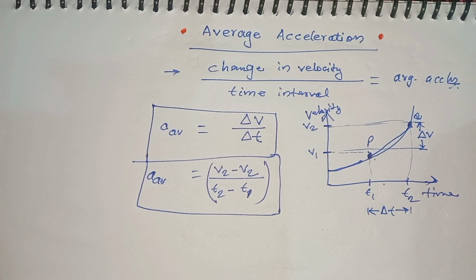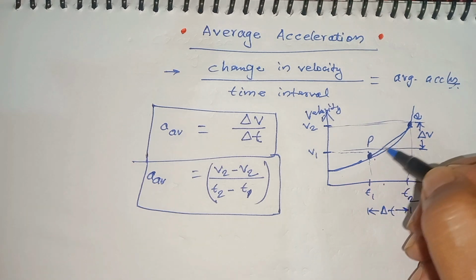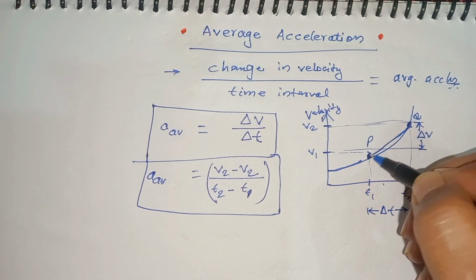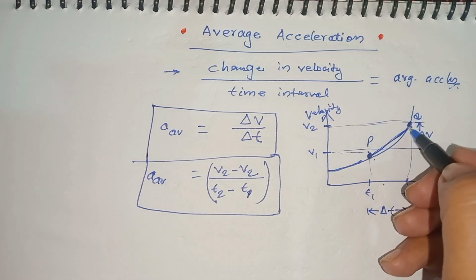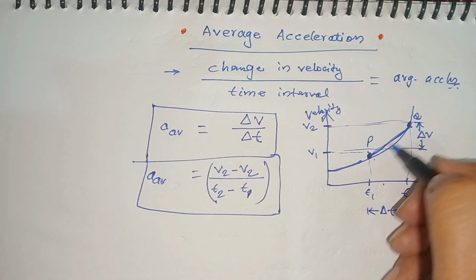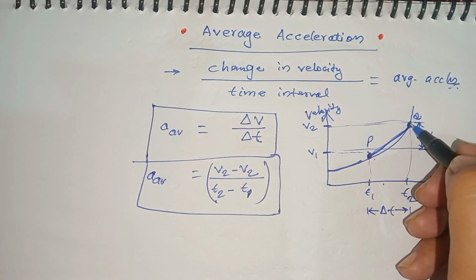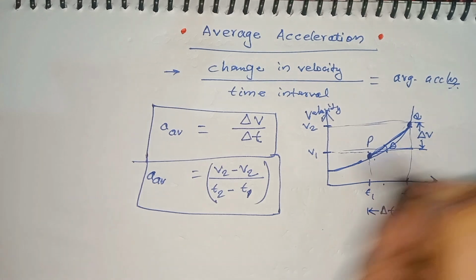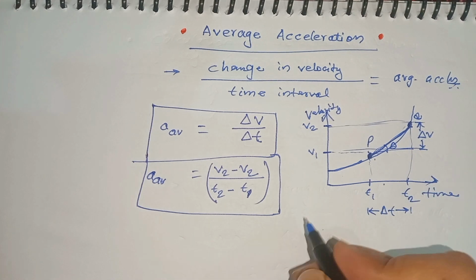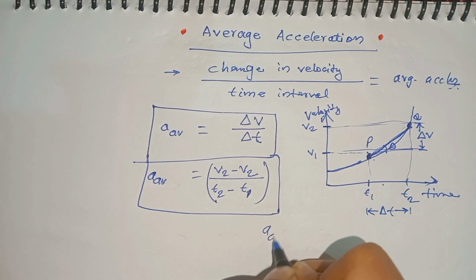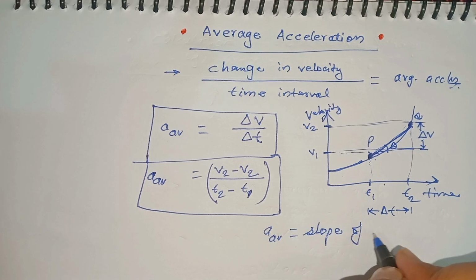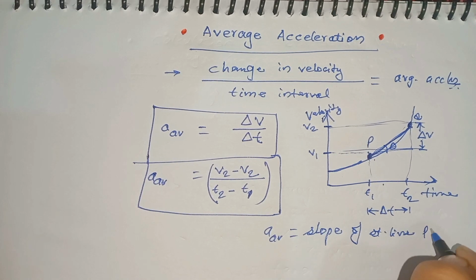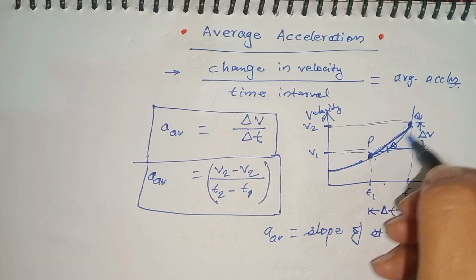Now let us find the slope of this straight line PQ. How do we find it? Slope means finding the tangent. Tan means perpendicular by base. Let the angle be theta. So average acceleration is what? It is the slope of the straight line PQ. The slope denotes the average acceleration.